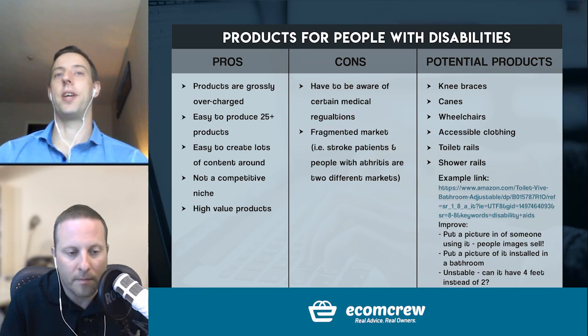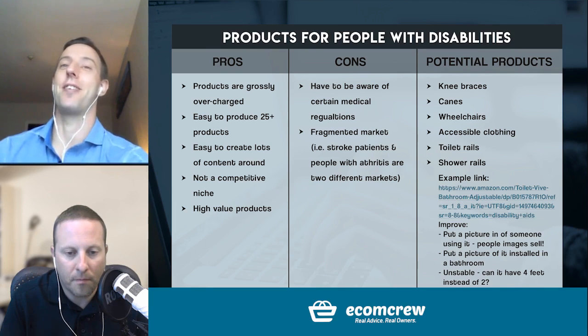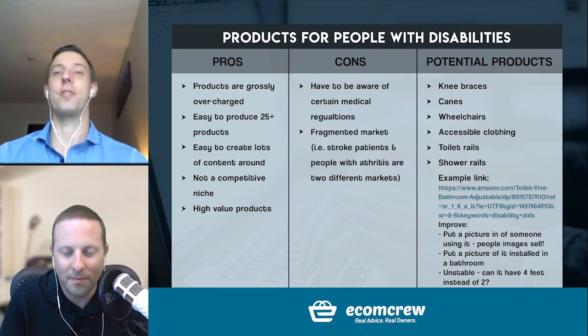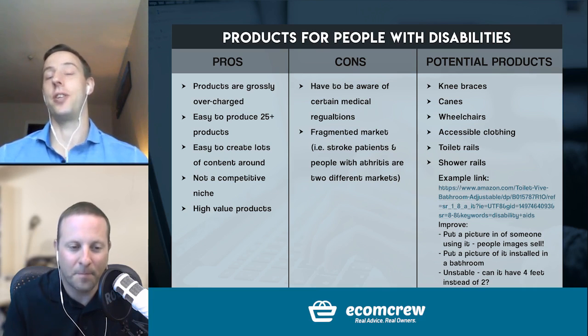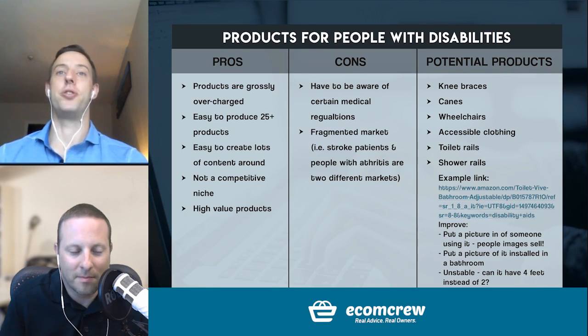The other thing is, it's a fragmented market. Obviously, not everybody with a disability has the same disability. Somebody with a stroke isn't going after the same products as somebody with arthritis. So it's a little bit fragmented there. You can't sell a stroke patient an arthritis aid. So that's one of the problems. But overall, there's a lot of crossover, and you can use the same supplier for a lot of these products, because that supplier is probably doing a lot of these different medical devices.